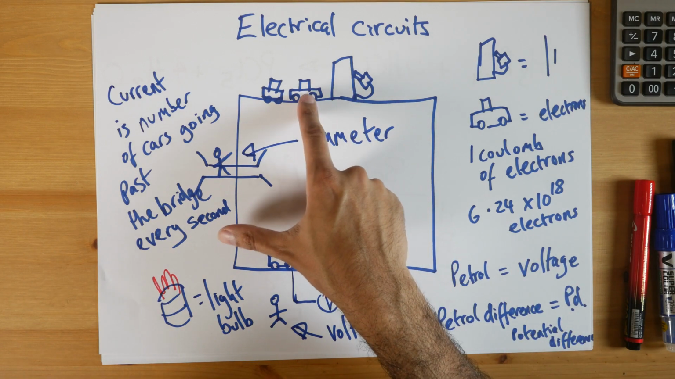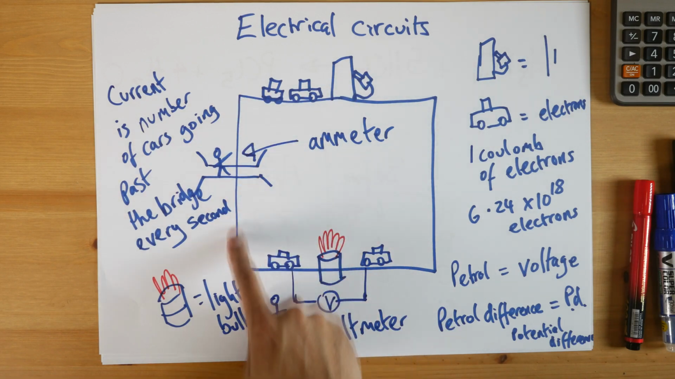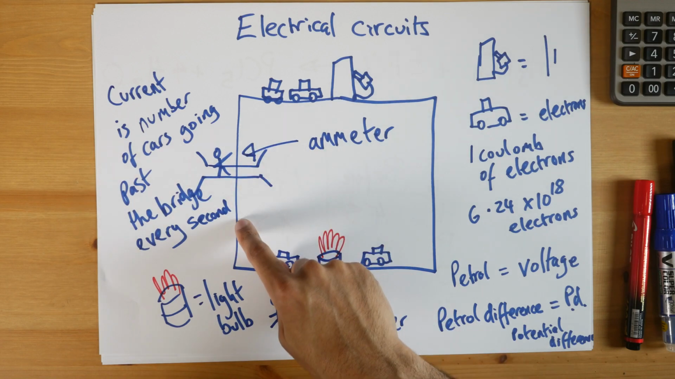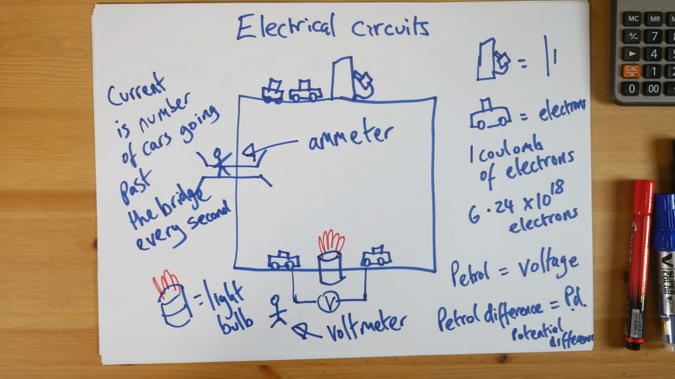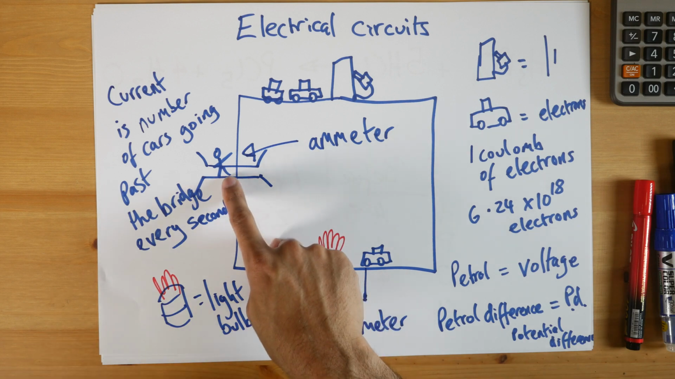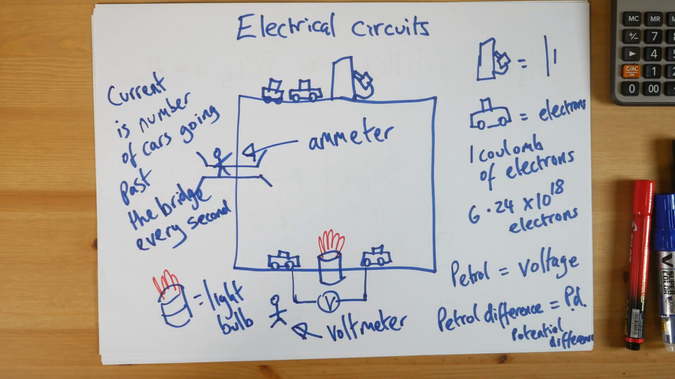So they fill up with energy from the cell, and they go around the circuit. When they go past this bridge, this guy here, he counts the number of cars that goes past this bridge. This represents the current, okay? And he's acting as an ammeter. Okay, so the current is the rate of flow of electrons.